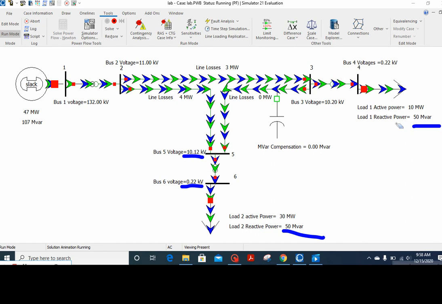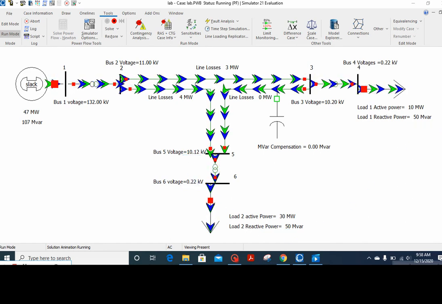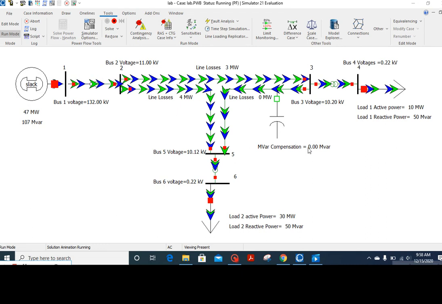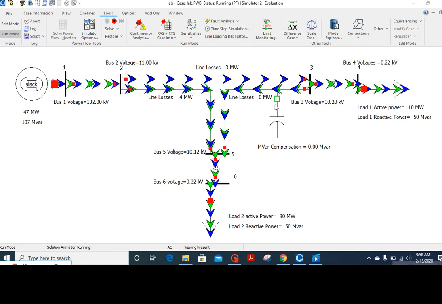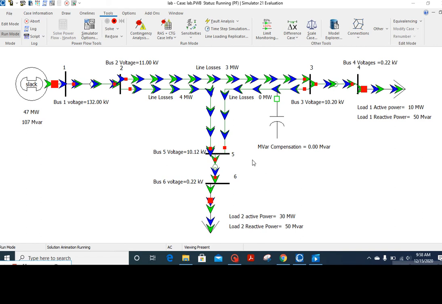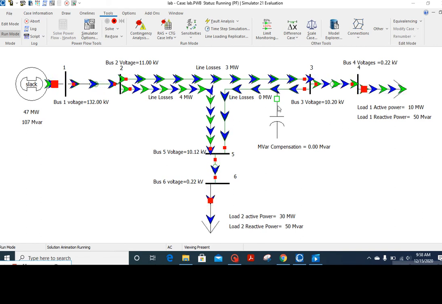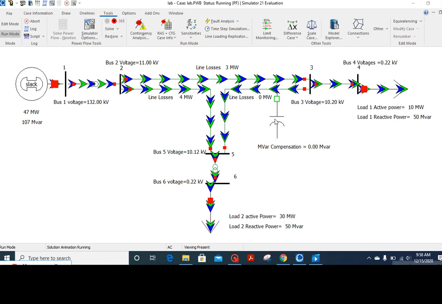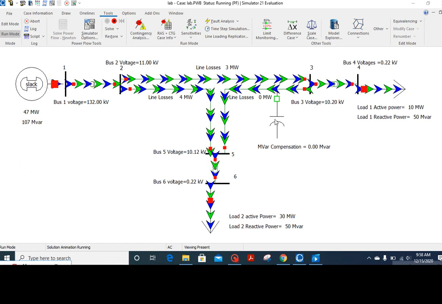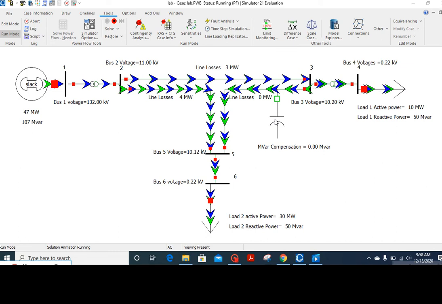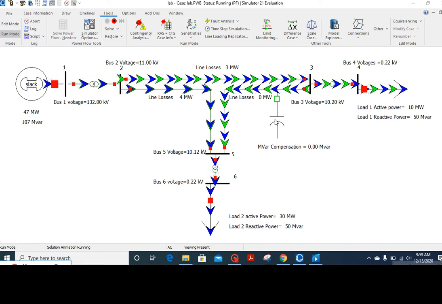Now what we will do, we will introduce a capacitor bank in the system, and we'll see the effect of the capacitor bank. Basically we are now going to compensate the reactive power demanded by the load. And one more thing, we are not compensating 100%, we are just compensating 67%, or you may say 70% of the total demand.